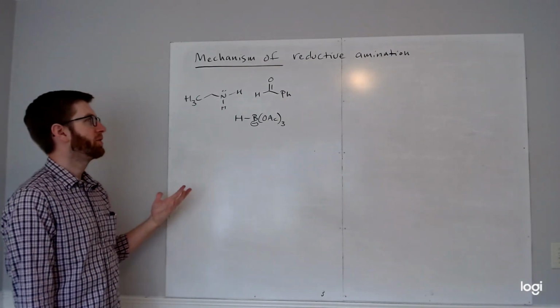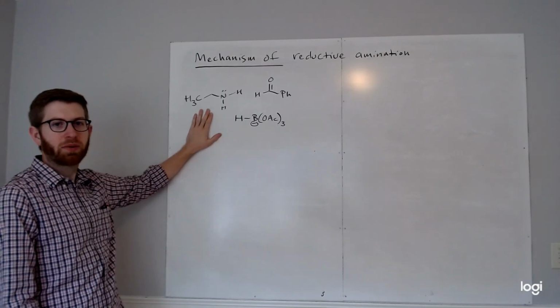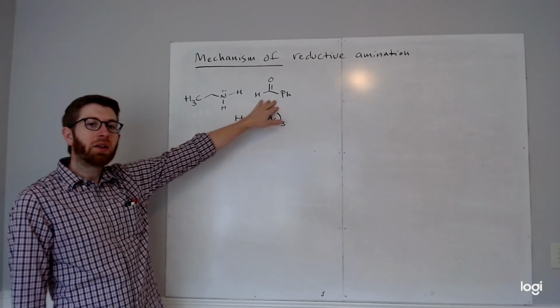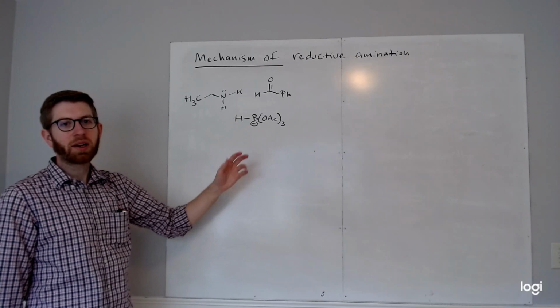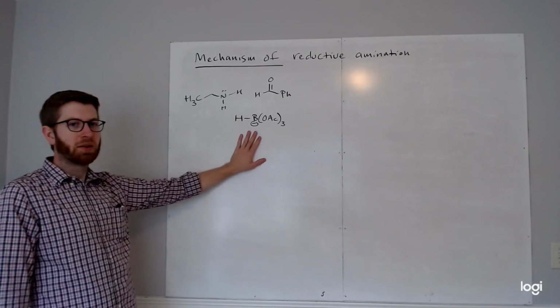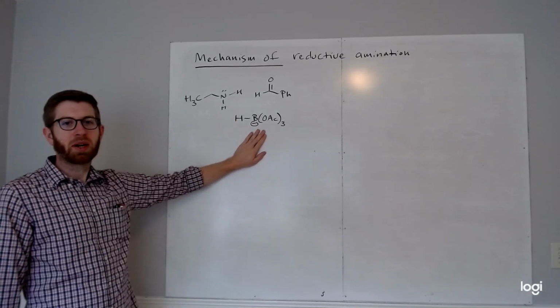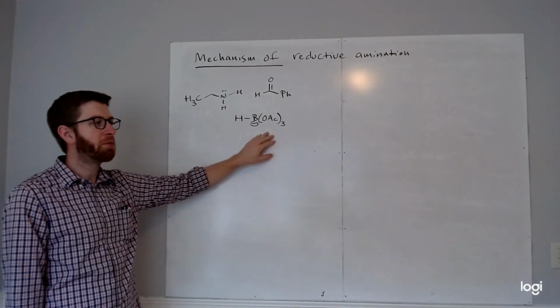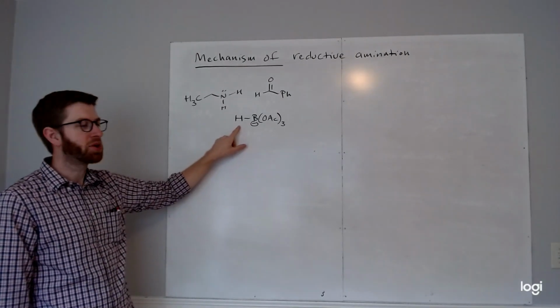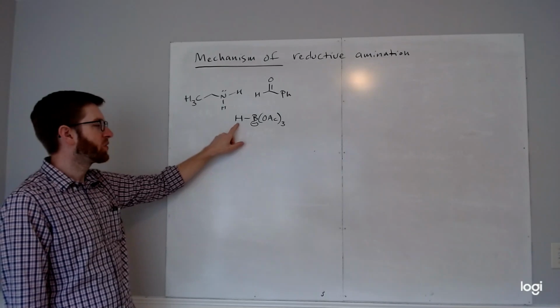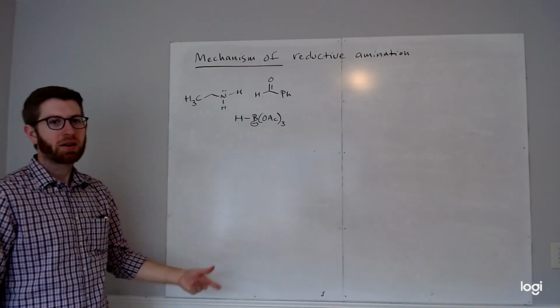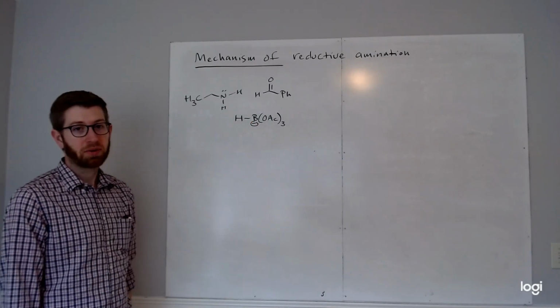So we'll start with 3 reagents. The amine, we'll use the one from the previous example. An aldehyde or a ketone, we'll use the aldehyde from the previous example. And then the STAB reagent, which I'm going to depict this way. The acetoxy groups are important for modulating the reactivity of the hydrogen, but what we're going to find in the mechanism is it's really the H and the B that matter here. So I'm going to try to make the structure a little simpler for us to draw.